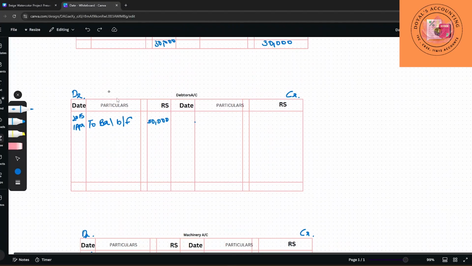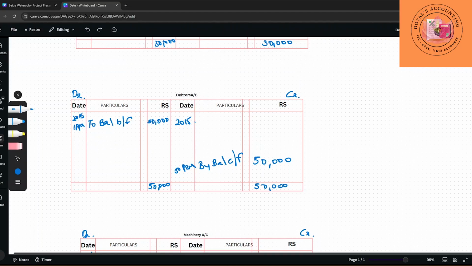For my next balance, which is debtors, it will be the same case. 2015, 30 April, by balance carried forward. Remember, opening balances are brought forward from the previous accounting period and closing balances will be carried forward to the next accounting period. Remember that. This is very important, the BF and the brought forward and the carried forward. 50,000, 50,000.